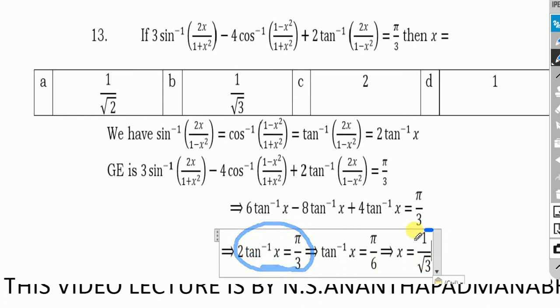That implies x is equal to 1 by root 3. x equals tan pi by 6. Tan pi by 6 is nothing but 1 by root 3. That is, option B is the right answer for this question.